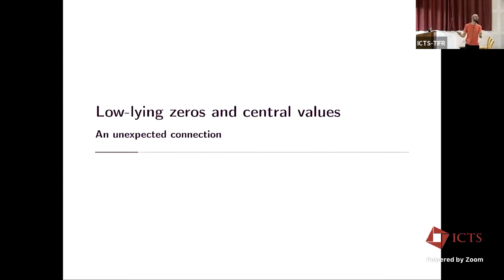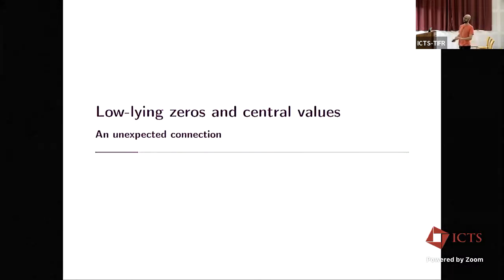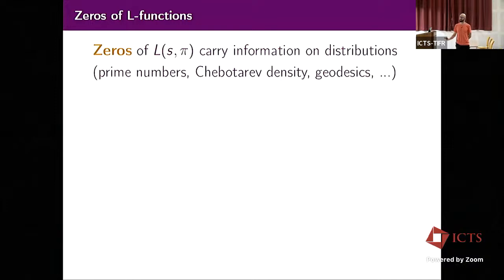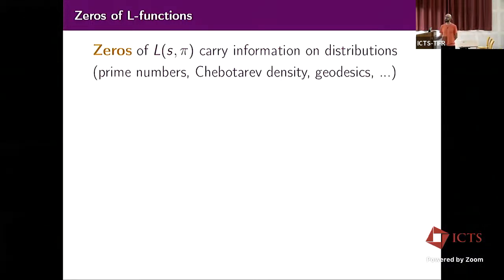So now let's give a bit more detail about the setting I'm really talking about here, which is zeros and central values. For both, separately, let's discuss a bit. Zeros of L-functions can carry a lot of information about the underlying object. We can think about prime numbers: we have results like the prime number theorem that come from basically non-vanishing results or zero-free regions.